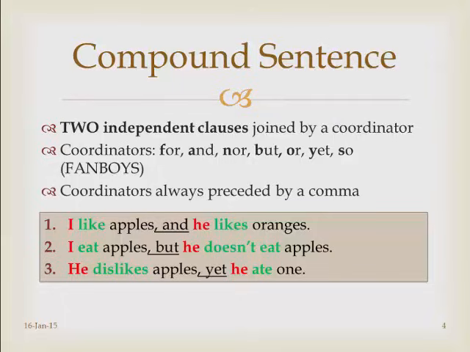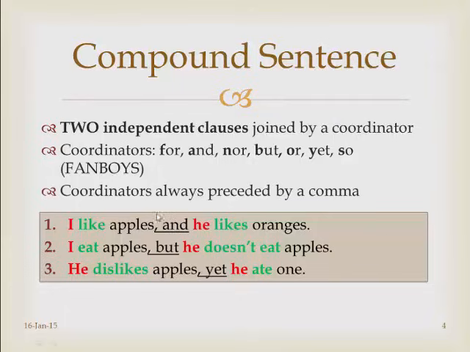Number 2, I eat apples, but he doesn't eat apples. Subject I with verb eat, subject he with doesn't eat verb. I eat apples, he doesn't eat apples, two independent clauses, two complete thoughts, joined by the coordinator but. He dislikes apples, one independent clause. He ate one, another independent clause, joined by the coordinator yet. Okay, that's a compound sentence.